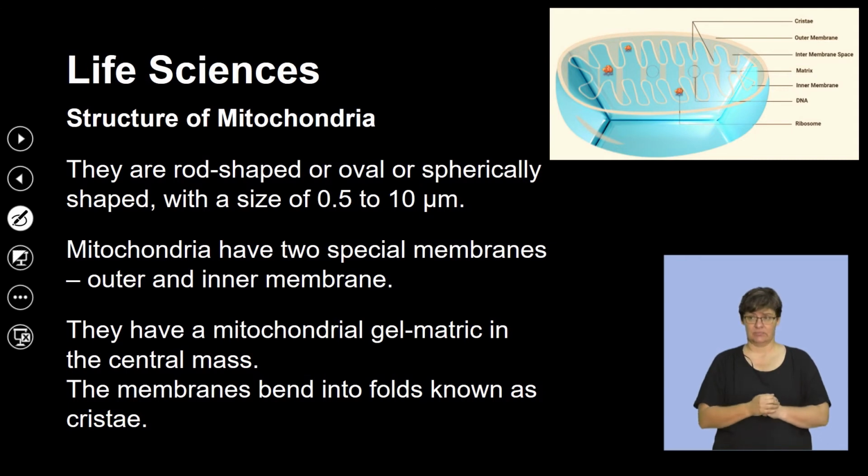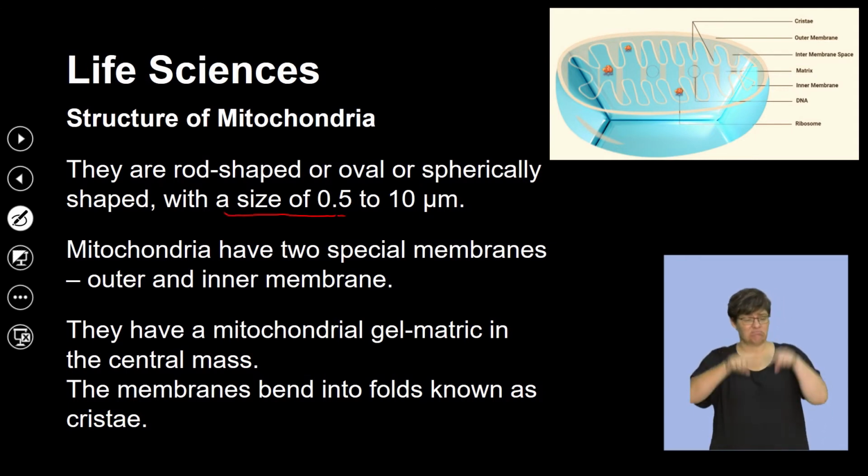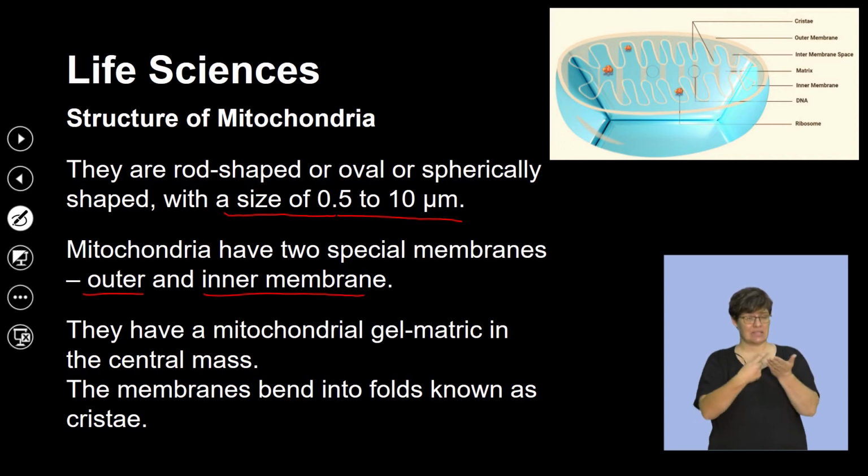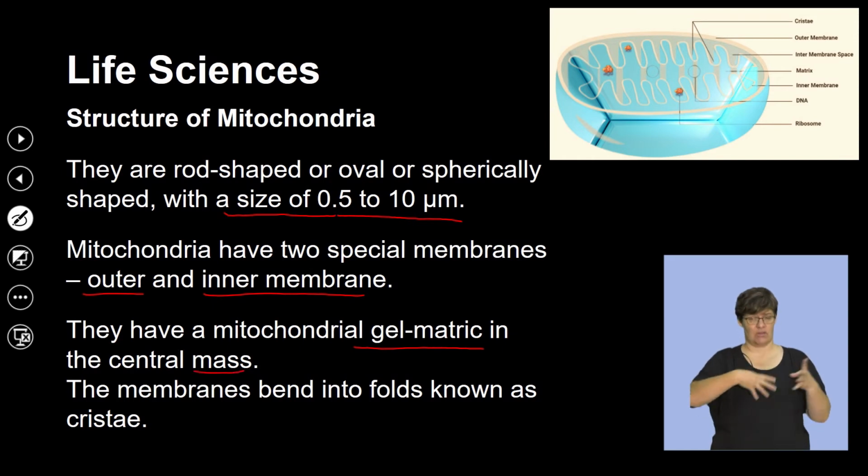The size of the mitochondria may vary between 0.5 to 10 micrometers, so it's extremely small. They have two specialized membranes, as I discussed, the outer and the inner membrane, and they have a central mass of a gel matrix present in them, and the folds are known as the cristae.